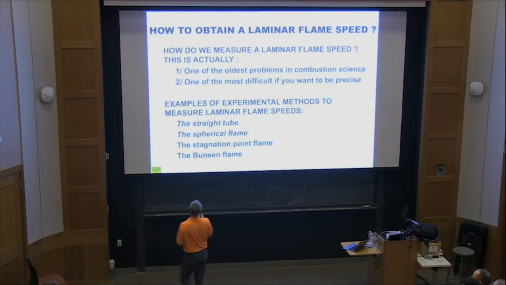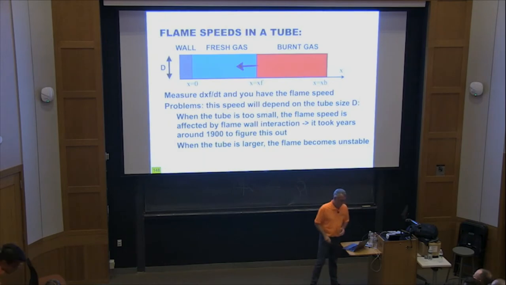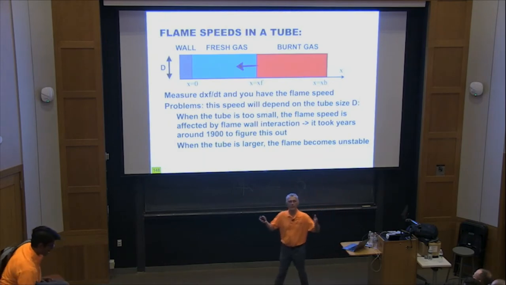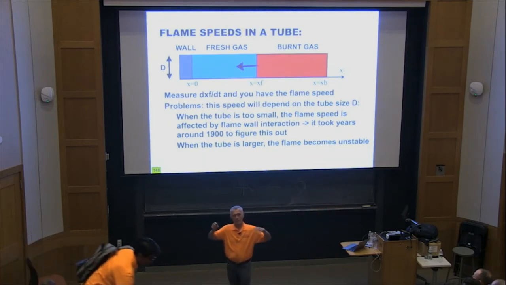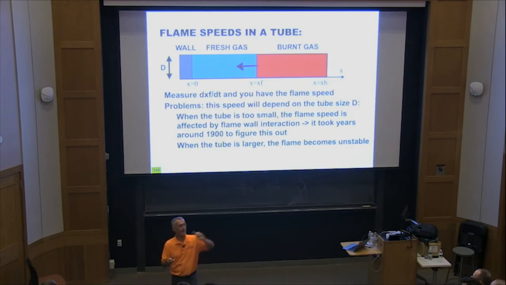And there are many ways to do that. I just want to mention here a few of them. And you will see that for each of them, there are problems. Flame speed in a tube. That would look like a very simple way to do it. You take a tube, you fill it with fresh gases, you ignite, and you just look at the flame speed. Except that you don't know the flow speed when you do that, because the flow might leave by the inlet or the outlet, and so you're not really sure that you're measuring the right speed.